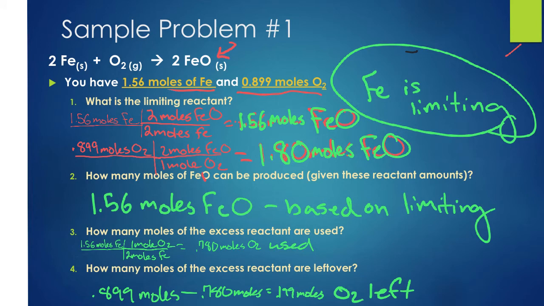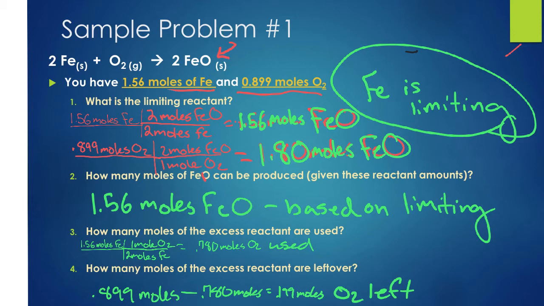Okay, so now we solved the second part of the problem. Here we took how many moles of iron we actually used, because that was the limiting reactant, and then converted that into oxygen, so that tells us how many moles of oxygen we used. Now, we started with 0.899 moles, and if we subtract the two, we're left with 0.199 moles of O2 left. So that's basically what you have to do each time.